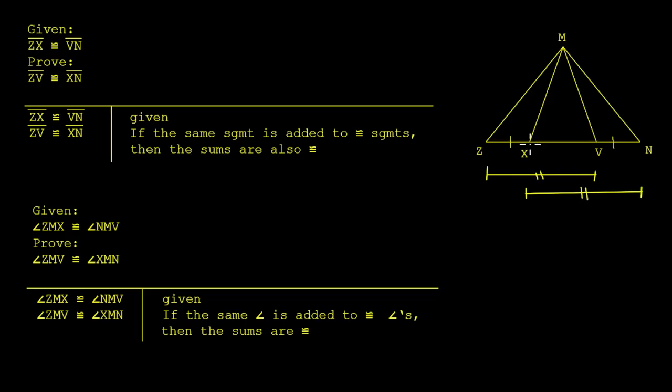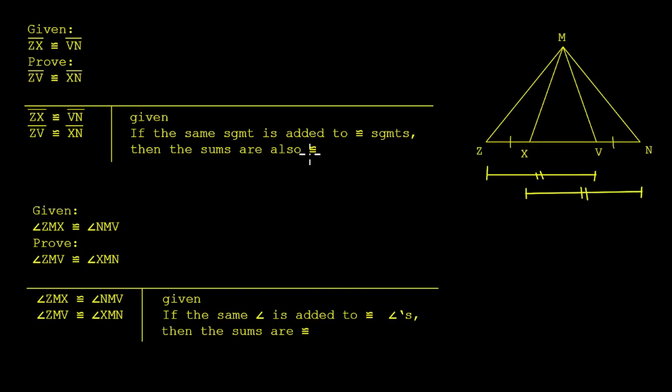Now you'll notice that XV is part of ZV and XV is part of XN. So what we're going to do is add the same segment to both of these congruent segments. That is very different than adding congruent segments to congruent segments. We are adding the same segment to congruent segments. So ZX is congruent to VN, as on the diagram right here. ZV is congruent to XN, because if the same segment is added to congruent segments, then the sums are also congruent.